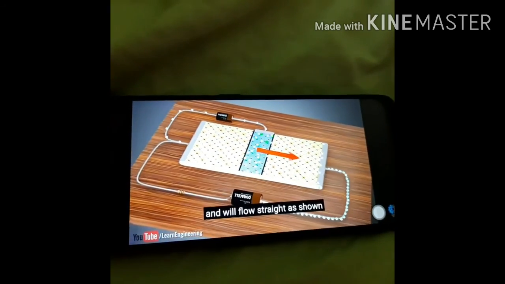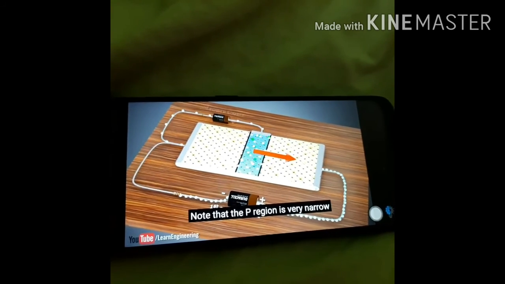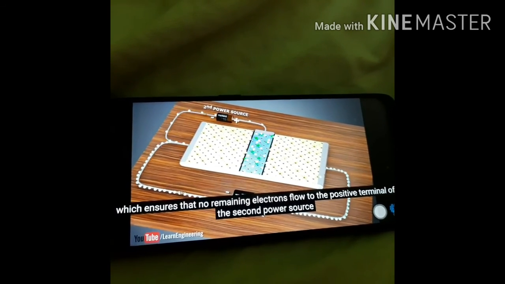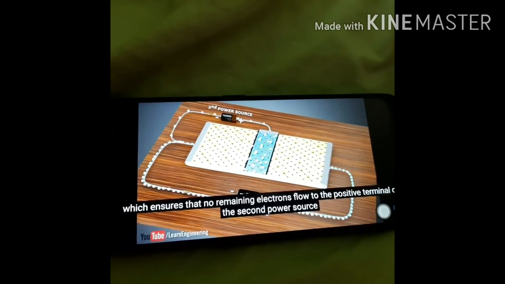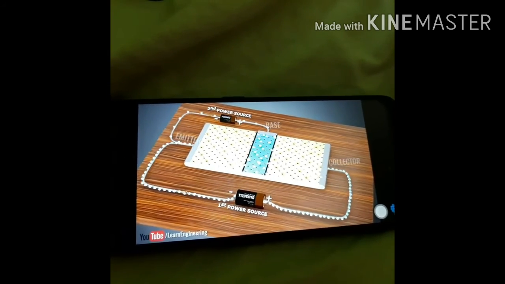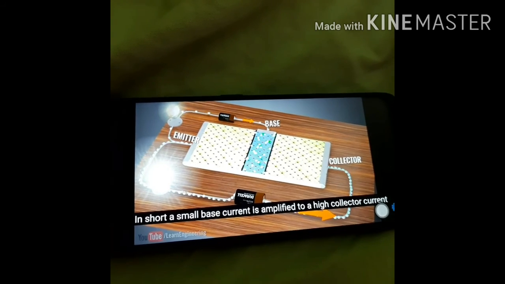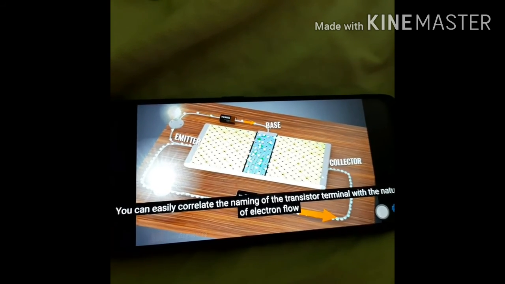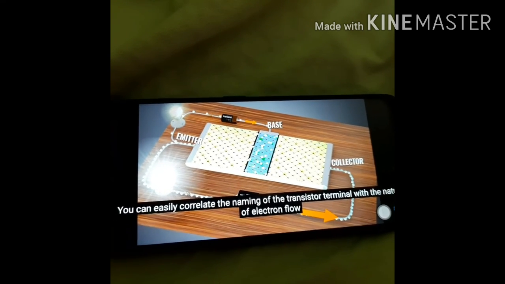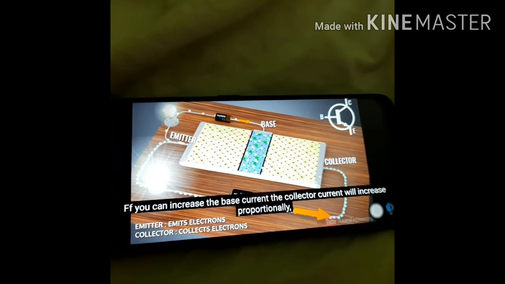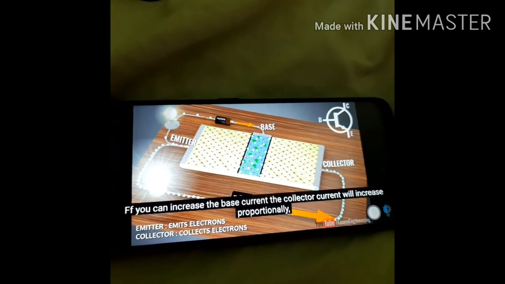So the first layer is the emitter, the middle one is the base, and the other one is the collector. From the collector it enters into the emitter. The second junction will be reverse biased now. The transistor is working in the active region. Once you connect the bulb over there, you can see how the conduction is going on. The bulb glows there. So this way the transistor will be working.